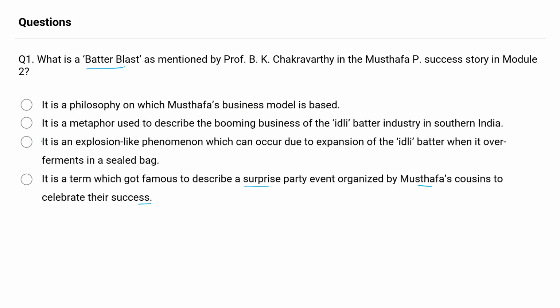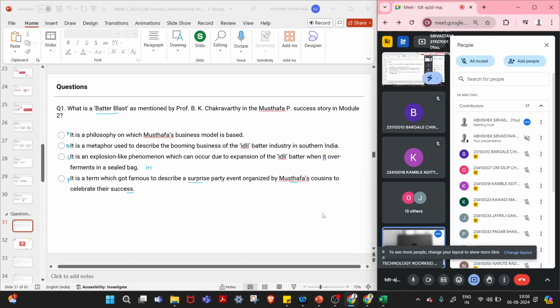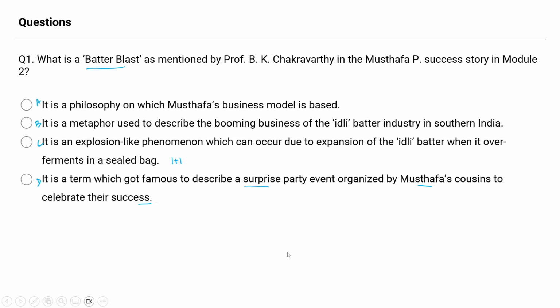Option C. Okay, so people have started responding. I've got 2 votes for option C. Others, please, you can text your options, your choices, or you can unmute yourself and speak. What we are discussing is batter blast and what could be the possible interpretation of it.